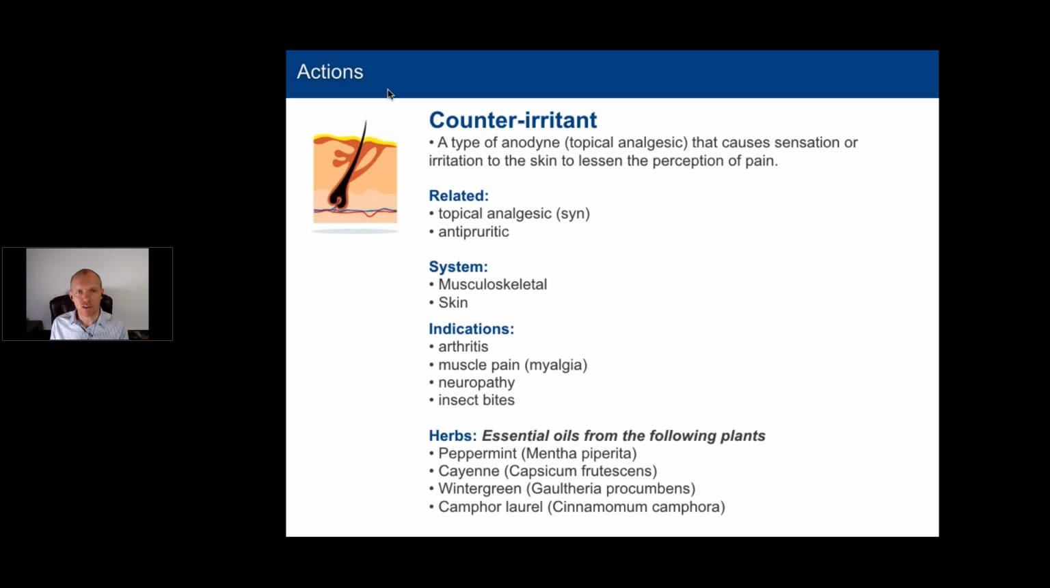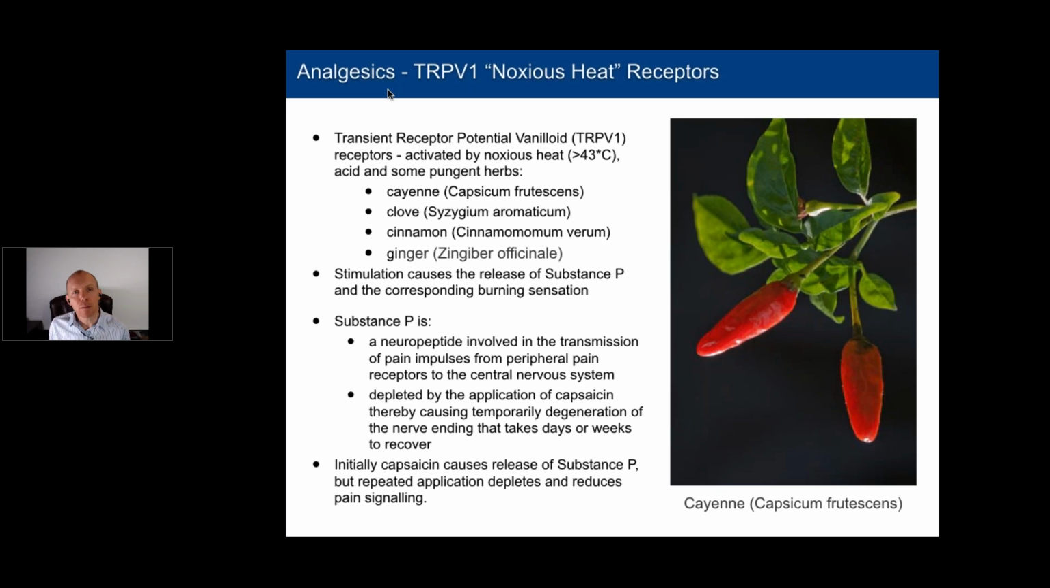So it's all that same mechanism that we've described already, where, for example, here is cayenne. Cayenne, it doesn't bind to cold receptors, it binds to hot receptors. And these are called the transient receptor potential vanilloids, or TRPV1 receptors, that basically are stimulated by noxious heat or really pungent chemicals.